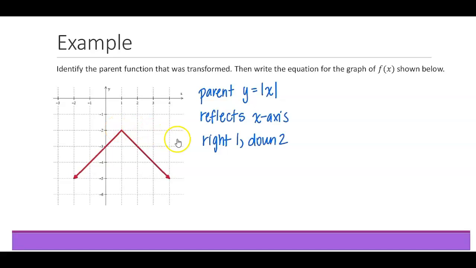So I'm basically working backwards. I've identified what was the parent and what happened to it. It reflected over the x-axis, it shifted right 1, down 2. Now it's my job to write the equation for f of x.